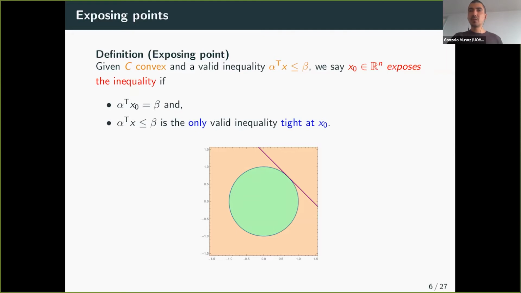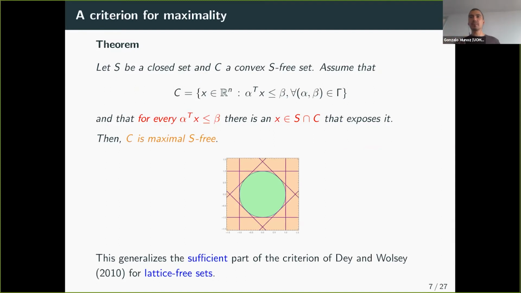So what do we prove with this notion of exposing point? What we prove is the following. Take a convex set and take an outer description of that convex set. So just take a convex set defined by some set of linear inequalities. This set, of course, doesn't have to be finite. It can be anything. But now suppose that each one of these inequalities has an exposing point in the intersection of the S-free set, C, and the set of interest, S.